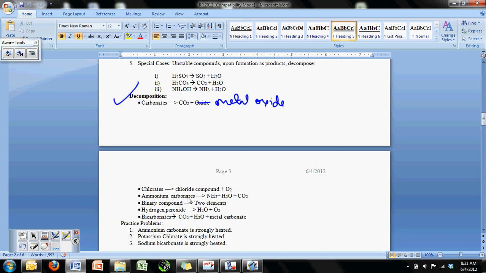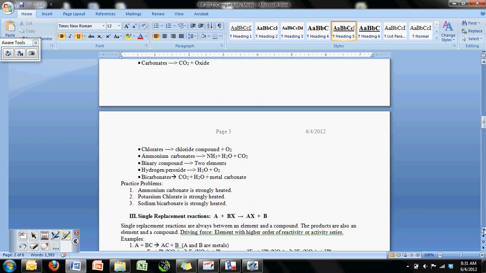Ammonium carbonate, when you heat it, forms ammonia, water, and carbon dioxide. And then you can predict what will form. Now you'll have to change ammonium carbonate to chemical formula, and similarly you have to write ammonia, water, and carbon dioxide. So that's decomposition reactions.